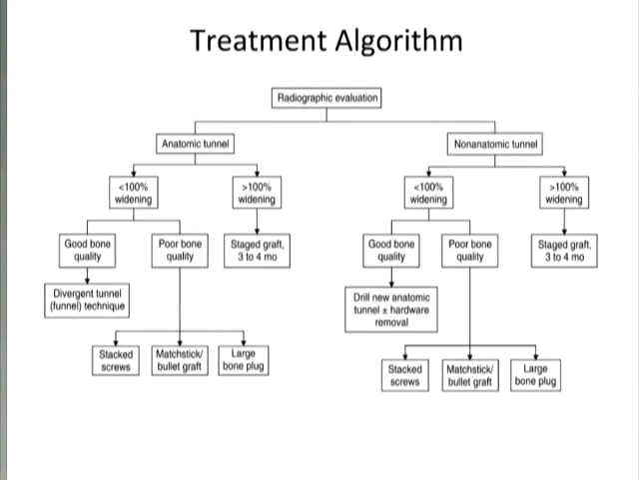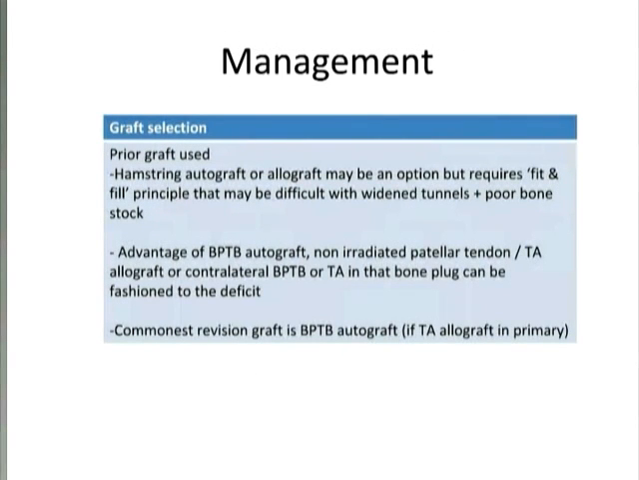The graft selection I've mentioned before, it's important to know what type of graft was used before. But with widened tunnels, it might be difficult to use hamstring autograft or allograft because of the resultant increased risk of tunnel widening and the poor bone stock. And that's the advantage of the bone patella tendon bone autograft. You can use a bone plug to fashion it to the deficit in the tunnel. The commonest revision graft, according to the author of the paper, is the bone patella tendon bone autograft, if the tendo-Achilles allograft has been used in the primary, which seemed to be in vogue with the author.